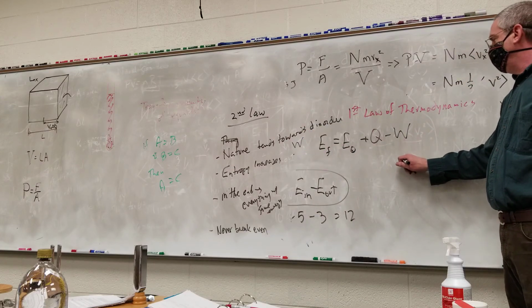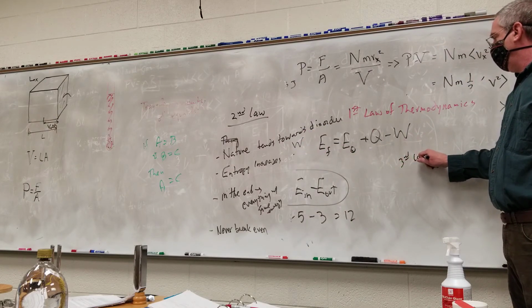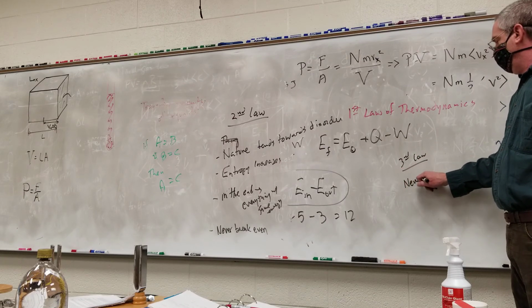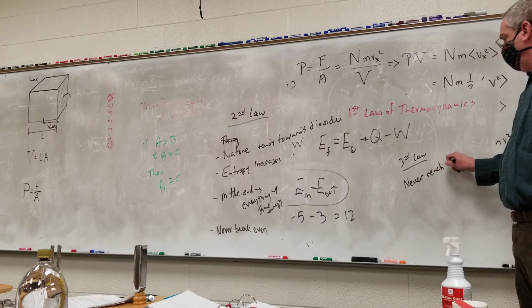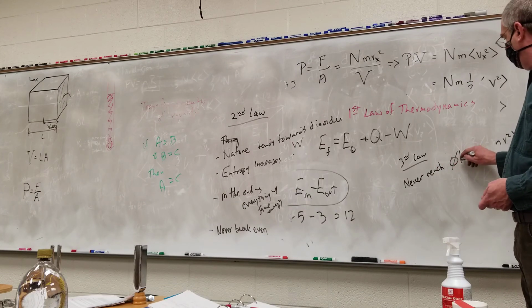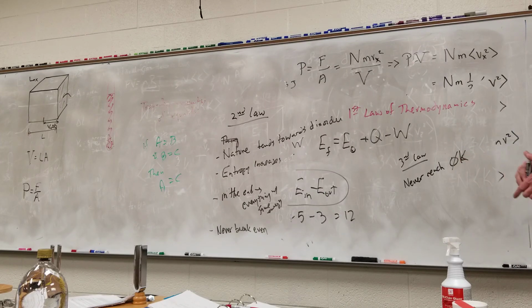And then the third law is that you can never reach absolute zero. Zero Kelvin. You can get close. I mean, they're down to picokelvin, but zero will never happen. Unless there's some statistical fluke, but that's only temporary.